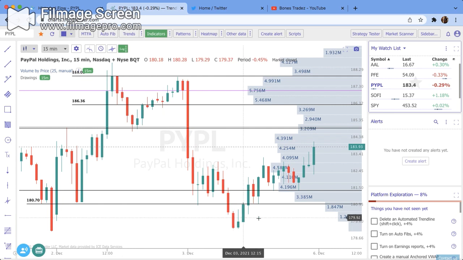180.7, again, identify this. So if we can break this, however, we can drop down here to the 179 area, which is another, let's see, $2 move, which is going to be big when we're playing options. We're talking 30+%, which is a good move.